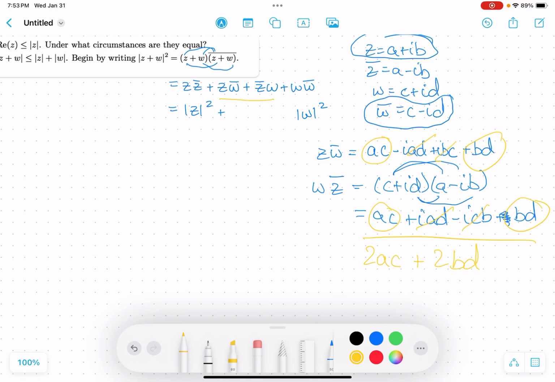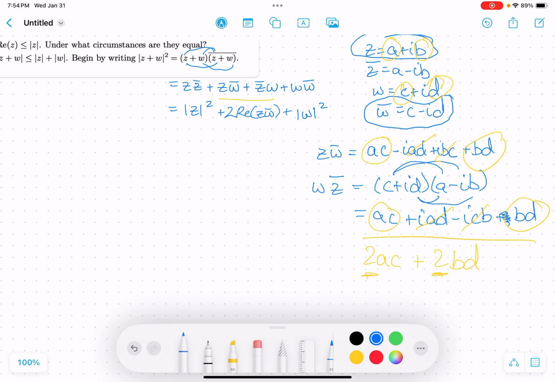So another way to say that is, we're getting 2 lots of those real parts. So A times C and B times D. So we're really getting 2 lots of, another way to write it, and you might want to kind of memorize it, is 2 lots of the real part of our Z conjugate W is the same.